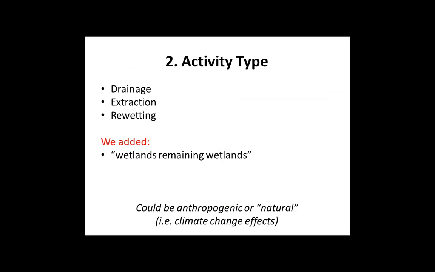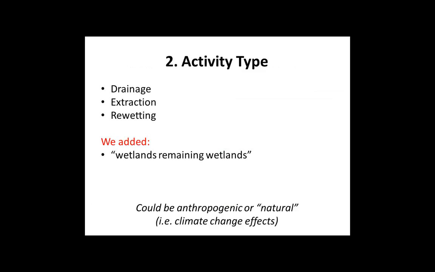The 2016 wetland supplement covered three different activities: drainage and extraction. Extraction means where you're extracting peat-based soils from wetlands. And then also rewetting, that would be flooding old wetlands or flooding uplands in some kind of wetland creation system.